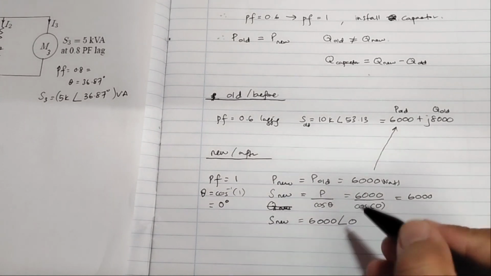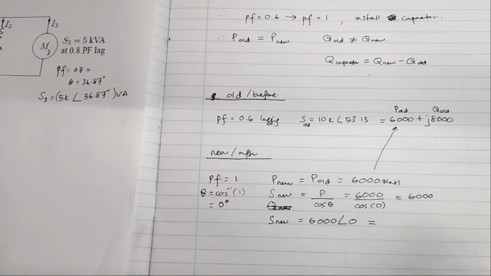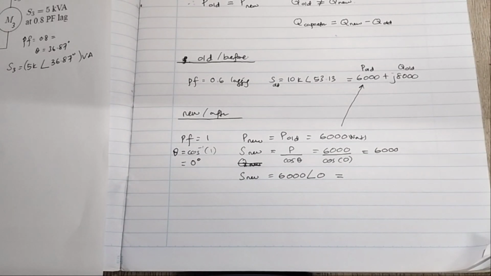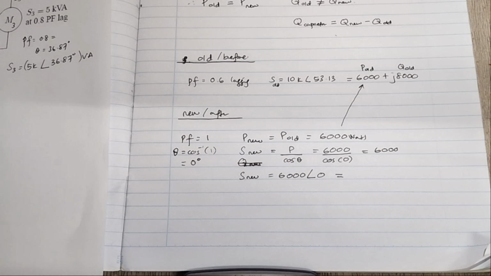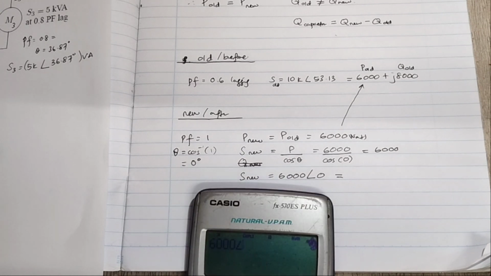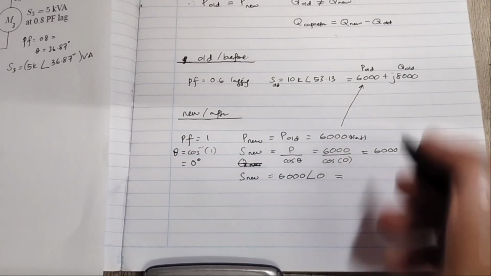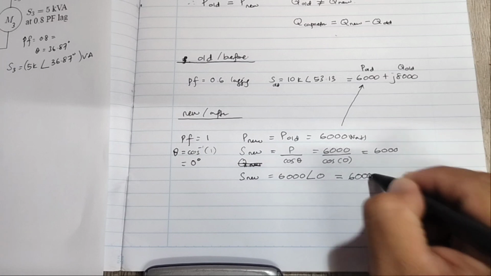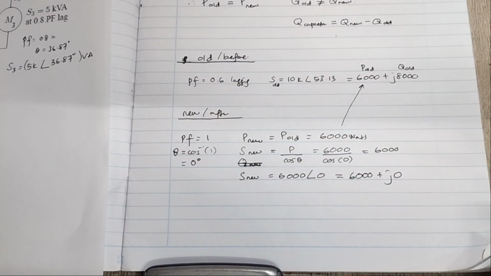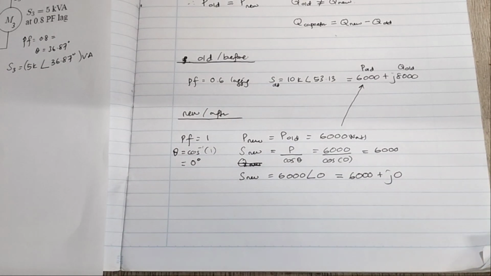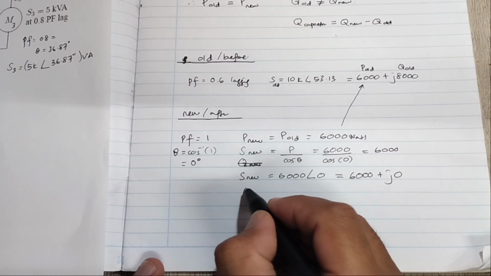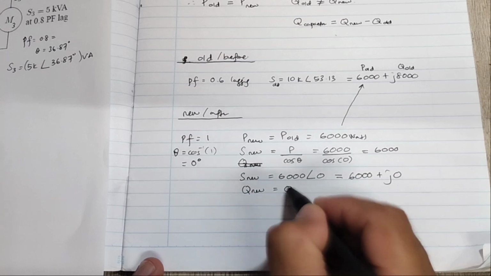Okay, seterusnya Q new. Okay, convert balik. S new kita dah tahu, convert kepada real and imaginary part. Okay, we try to convert to the P plus JQ lah. So, 6,000 sudut kosong. Dapat berapa? Tak ada kan? So, means that untuk unity power factor, Q new dia adalah kosong. Okay, so S new, P new ada, Q new adalah kosong.